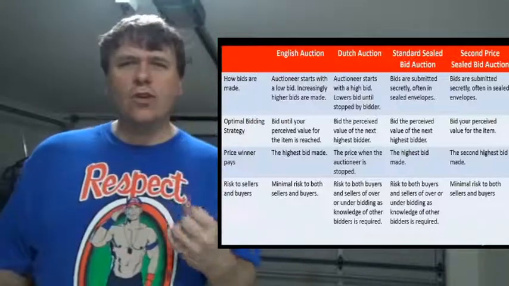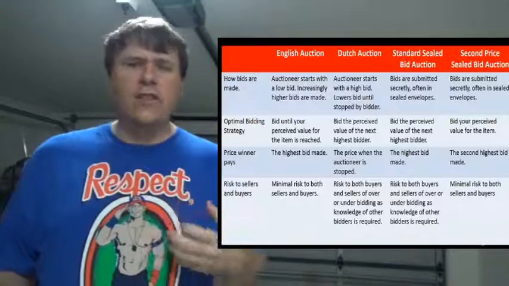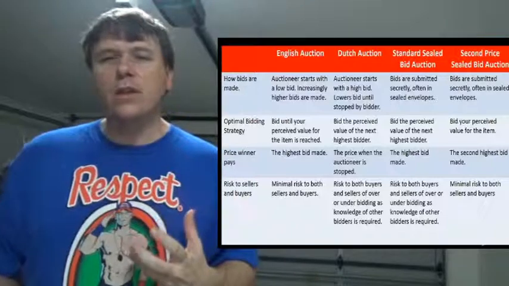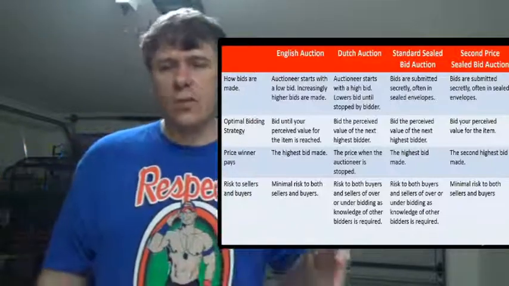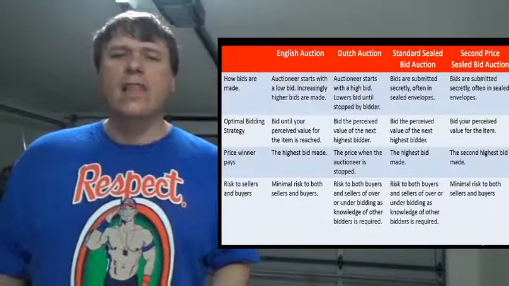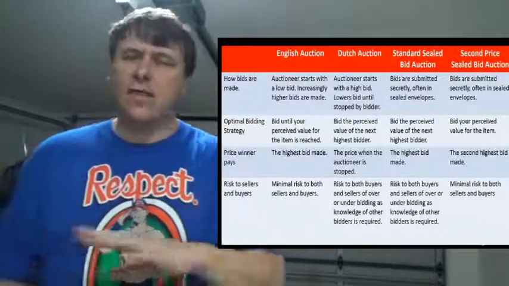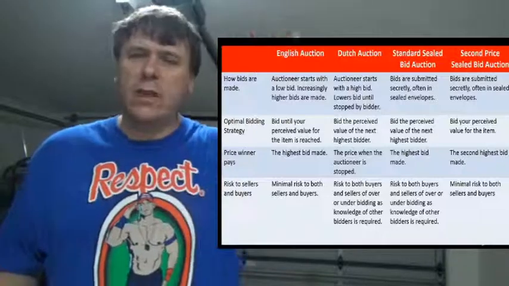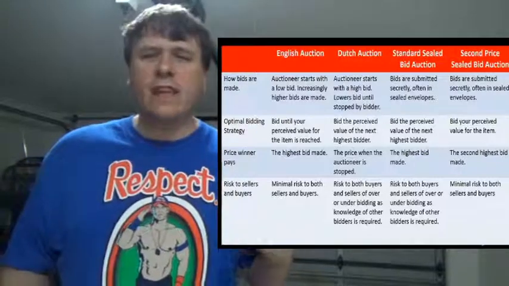So with the English auction and the second price sealed bid auction, the risk is far more minimal because you don't have to guess or predict what other people are bidding or how other people value things, because you know your own value. In the English auction in particular, everything is very transparent. You can hear the bidding as it goes up and up. So there's less risk in that.